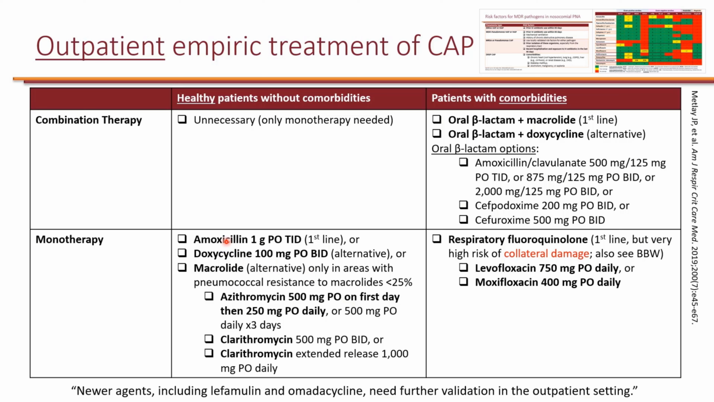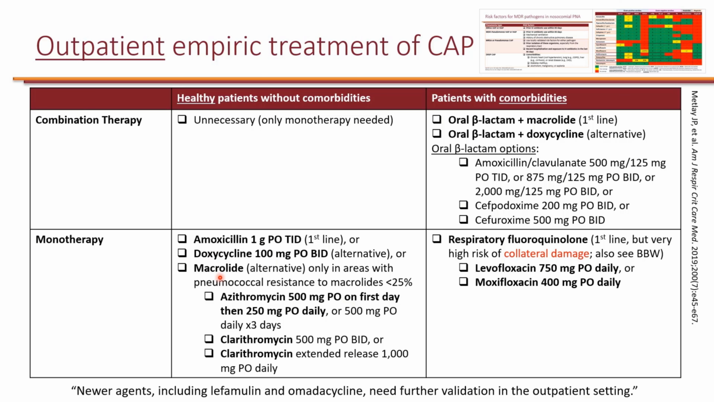Now, alternatively, if someone cannot tolerate amoxicillin because of contraindications or because of penicillin allergy, alternatively, we can use doxycycline or a macrolide. And the two macrolide options are azithromycin and clarithromycin. Now, the reason doxycycline is considered alternative is basically because of limited clinical trials with doxycycline. So there are more clinical studies with amoxicillin. So the efficacy of amoxicillin is proven and it's relatively safe.